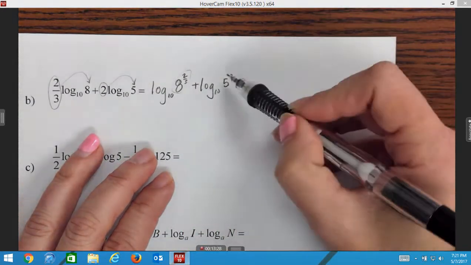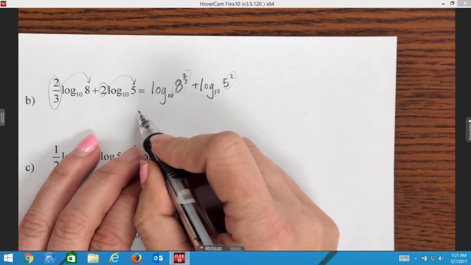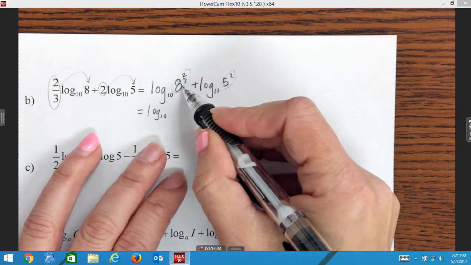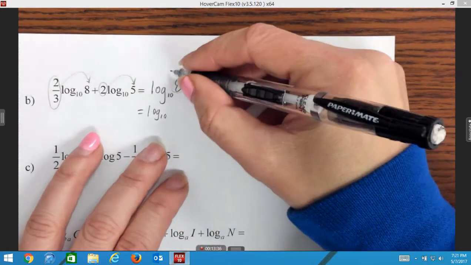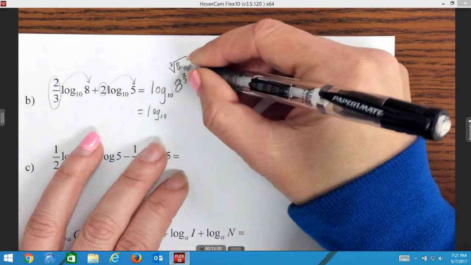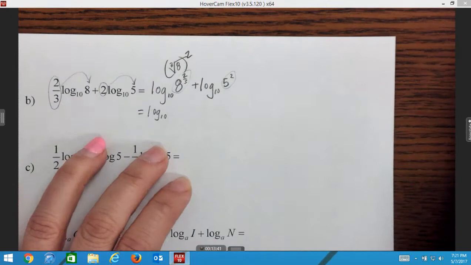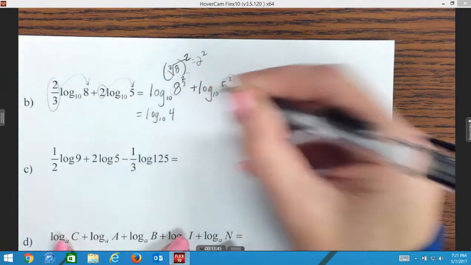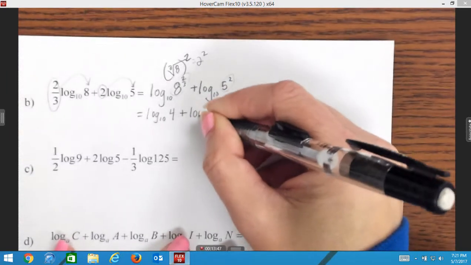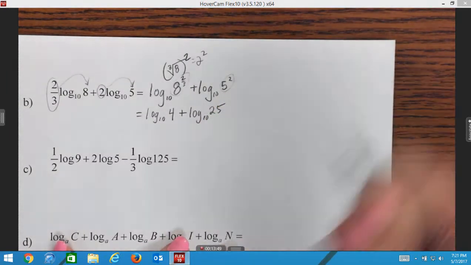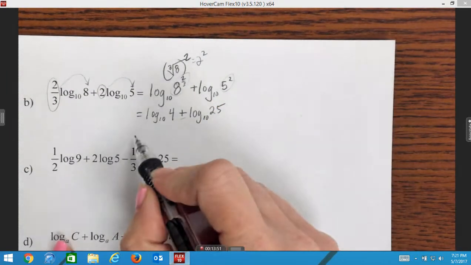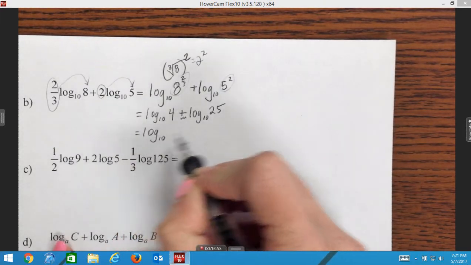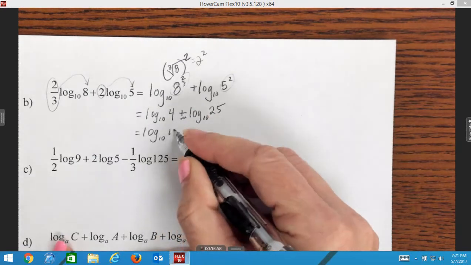Probably be helpful for me to find these answers and simplify them. So log base 10 with 8 to the 2/3, we're thinking the cube root of 8 and then that answer squared, so 2 squared is 4. Plus log base 10 of 25. And then with plus, that means we're going to multiply, so we'll have log base 10 of 4 times 25, that's 100.